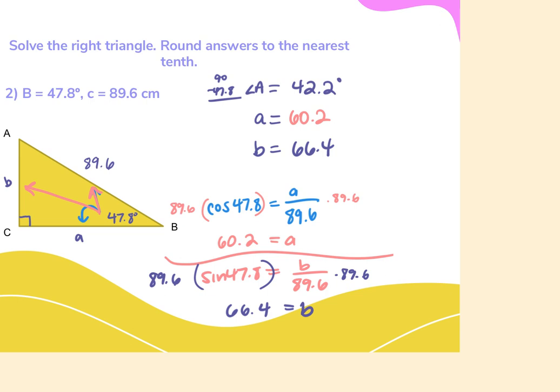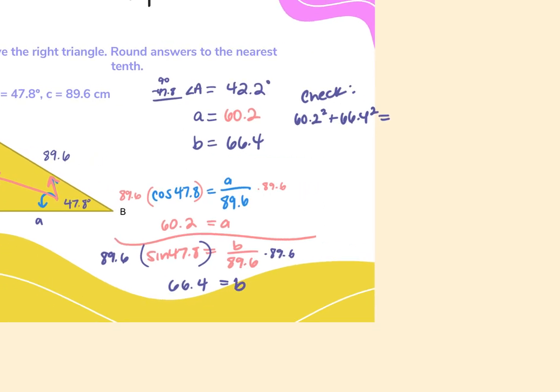And if I want to check, I would do A, which is 60.2 squared, plus B, 66.4 squared, and see if it equals 89.6 squared. Again, not going to be exact, but it should be close. When do we know to multiply and when do we know to divide? If the variable's in the top, you multiply. If the variable's in the bottom, you divide. So again, not exact, but close. Questions on that one?